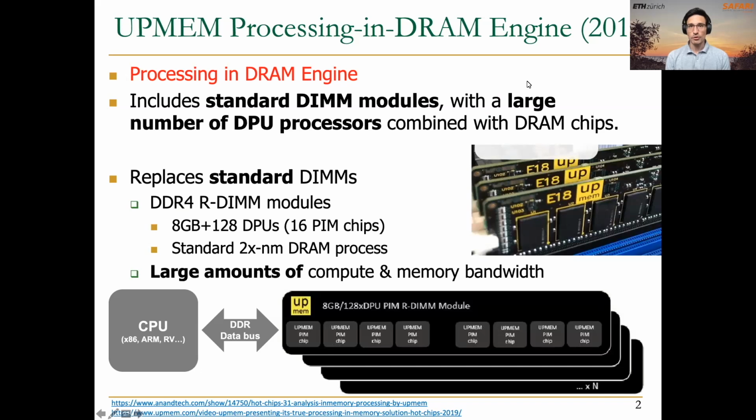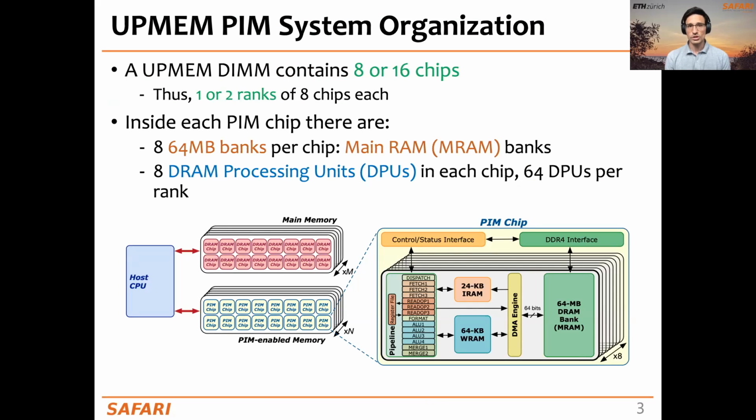Remember that we have covered a few real-world processing in memory architectures until now, the first one being the UPMEM PIM architecture. This is composed of DDR4 DIMMs where the memory chips have been extended with DRAM processing units, or DPUs. These DPUs are in-order processors, each connected to a 64 megabyte DRAM bank called MRAM. The DPU also has access to its instruction memory and to an SRAM-based scratchpad to store operands.